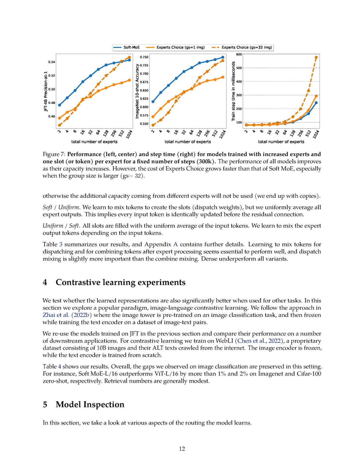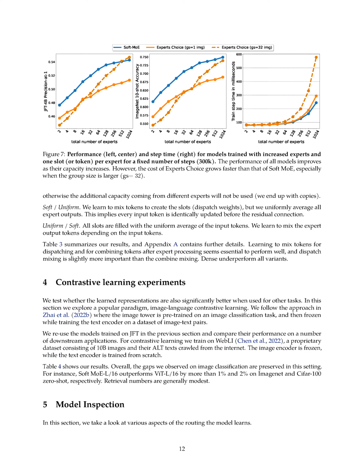We used the models we had trained on JFT in the previous section and compared their performance on several downstream applications. For contrastive learning, we trained on WebLI, a proprietary dataset consisting of 10 billion images and their alt texts collected from the internet. The image encoder was frozen, while the text encoder was trained from scratch. Our results showed that the gaps we observed in image classification were also present in this setting. For example, Soft MoE L16 performed better than ViT L16 by more than 1% and 2% on ImageNet and CIFAR-100 few-shot, respectively. However, the retrieval numbers were generally modest.